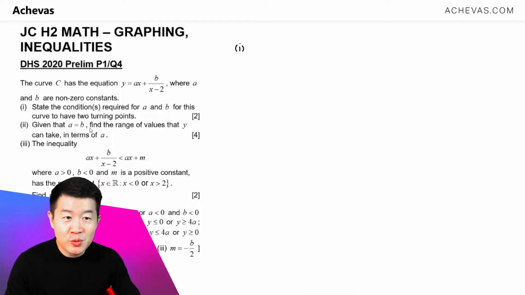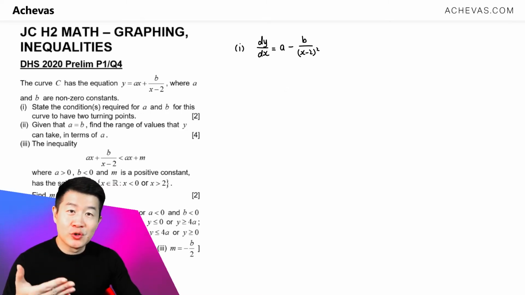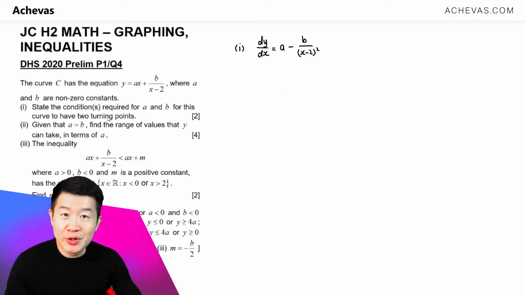In the first part of this question, we are analyzing turning points. So to do that, let's make use of dy dx. Let's differentiate it to get dy dx. Differentiating ax gives me a, and differentiating this gives me a minus b over x minus 2 squared. Turning points are also places where stationary points occur.